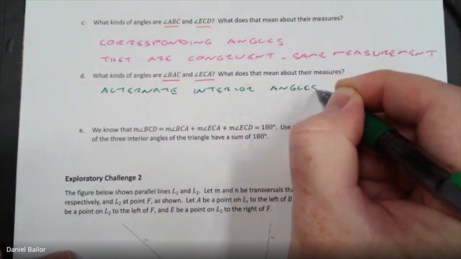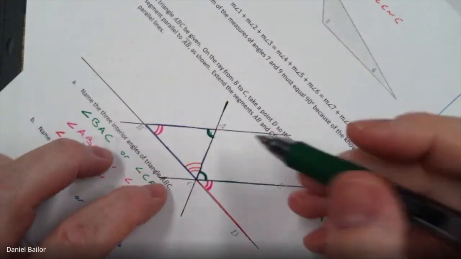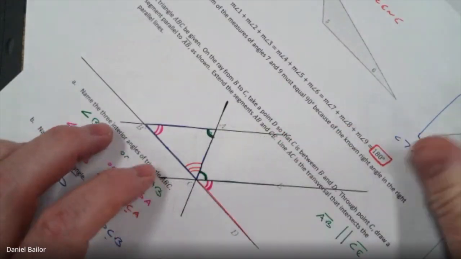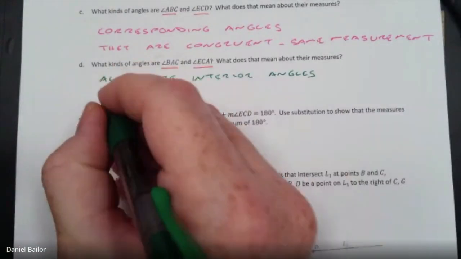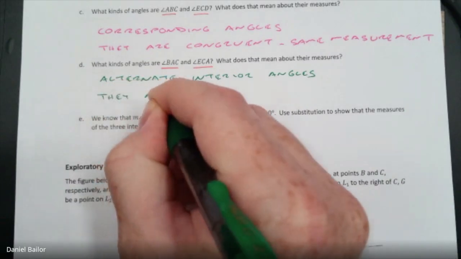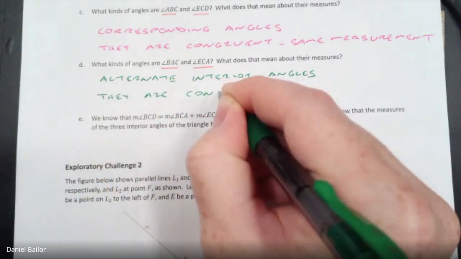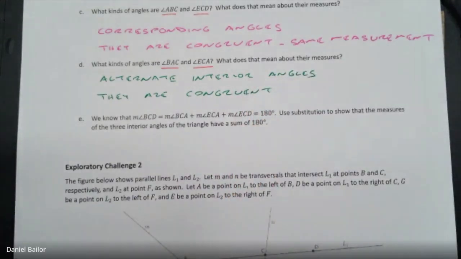They're alternate interior angles. They're on opposite sides, alternate, and they're inside the parallel lines, so that's interior. So if they are alternate interior angles, that we know. What about their measurements? They are congruent. Same measurement.